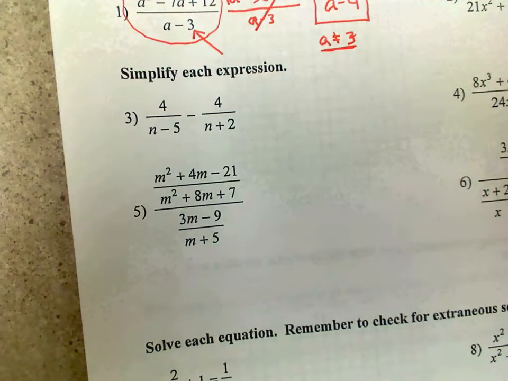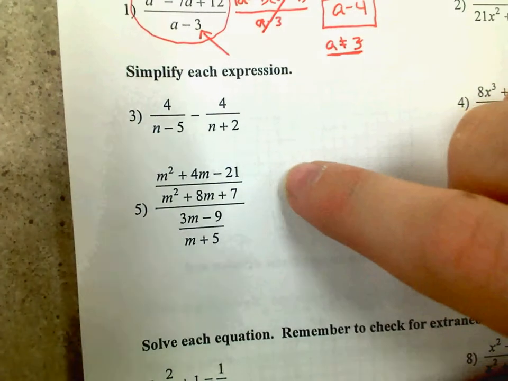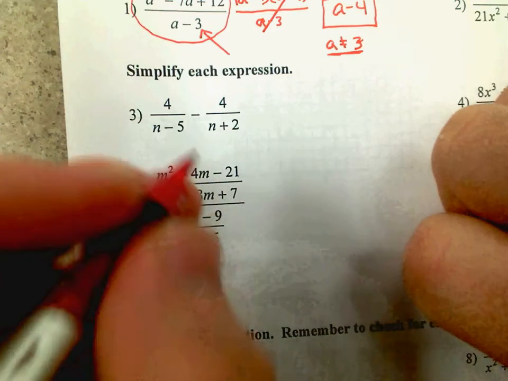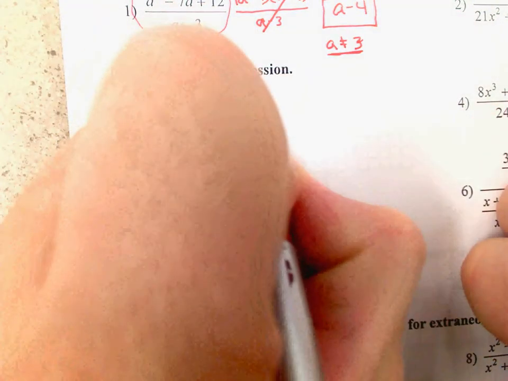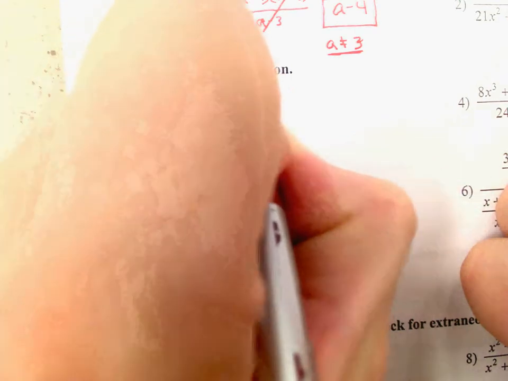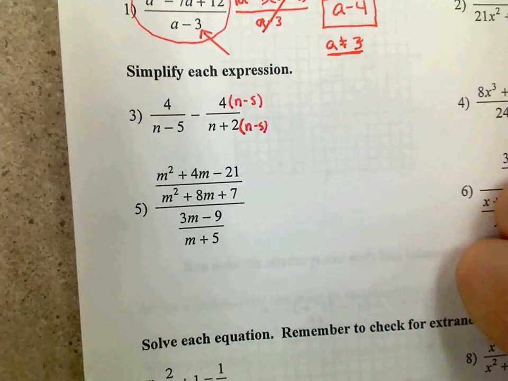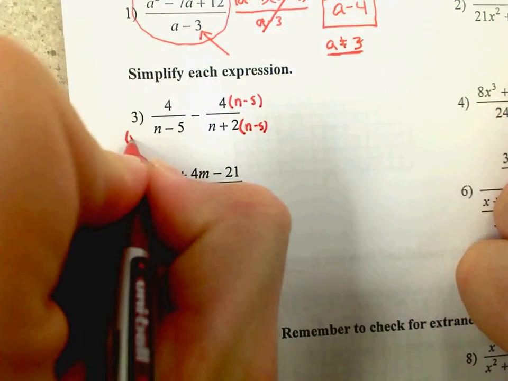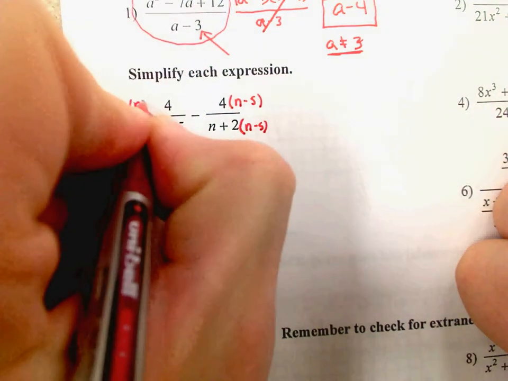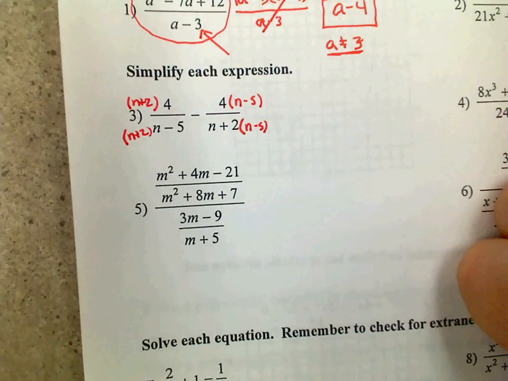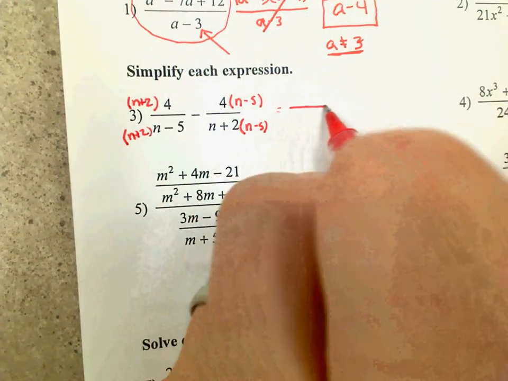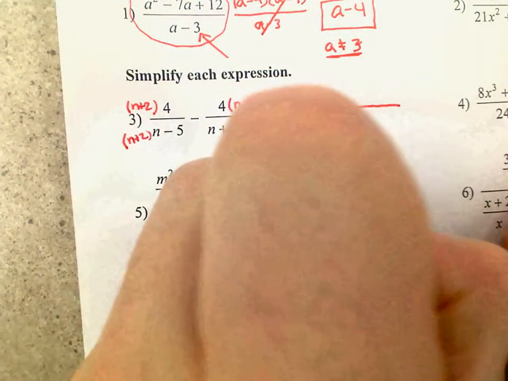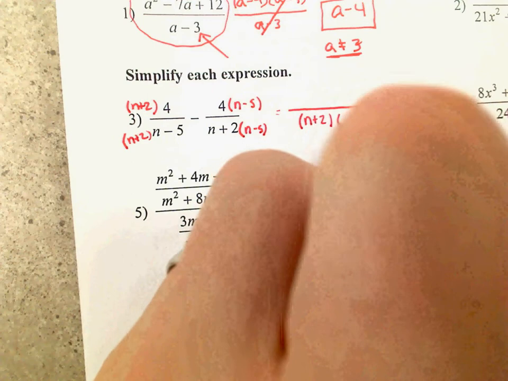And so in a problem like 3, we don't have any way to make an n plus 2 turn into an n minus 5. So the best way to make them the same denominator is to just multiply by the thing that each one doesn't have. So the right side needs an n minus 5, so we'll multiply by n minus 5. The left side needs an n plus 2, so we'll multiply by that. Now that makes the denominator good to go. As long as the denominator is the same, that's what we'll have in our answer: n plus 2 times n minus 5.